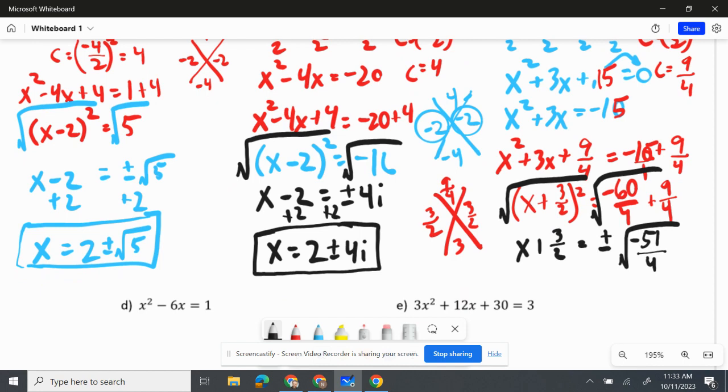And our last step is subtract the 3 halves. So we have x equals negative 3 halves, plus or minus. The negative gives us an i. We have the square root of 51, and the square root of 4 is 2.